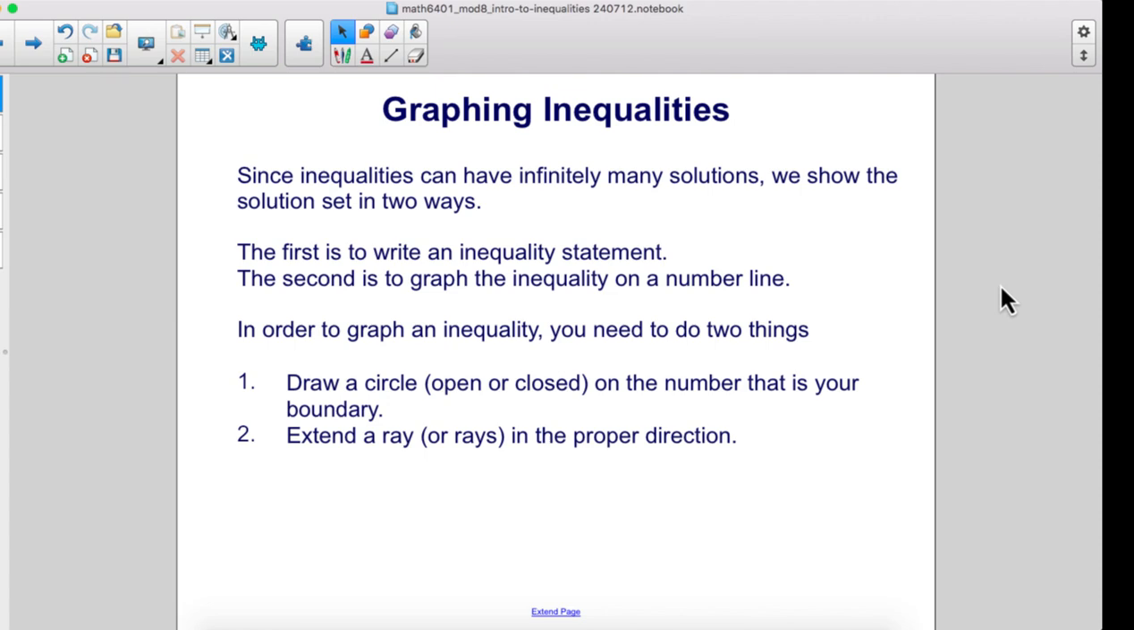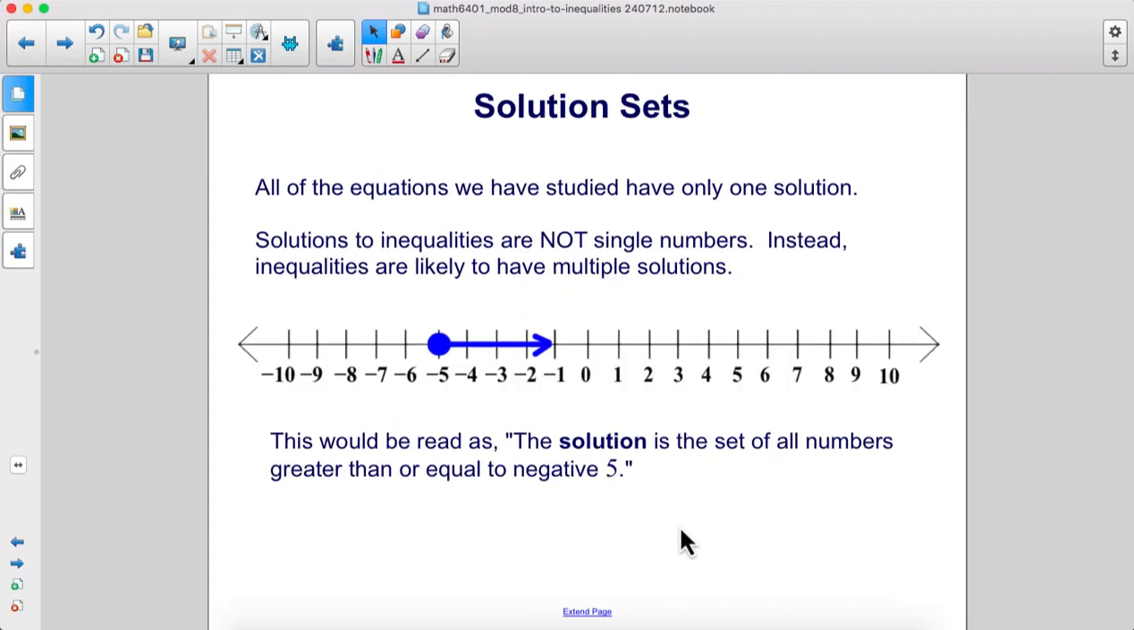Draw a circle, open or closed, on the number that is your boundary, and then extend a ray or rays in the proper direction. All of the equations we have studied have only one solution. Solutions to inequalities are not single numbers. Instead, inequalities are likely to have multiple solutions. This would be read as: the solution is the set of all numbers greater than or equal to -5.